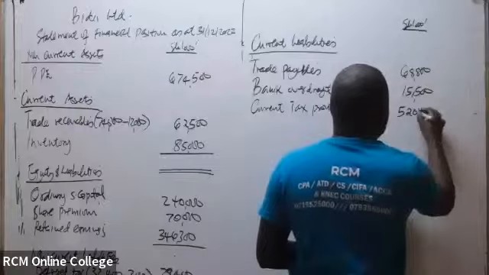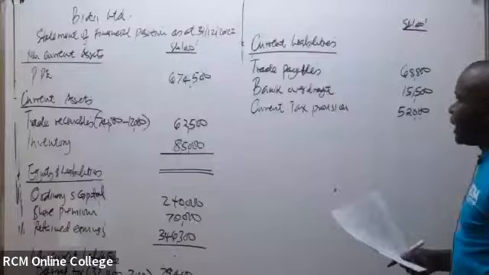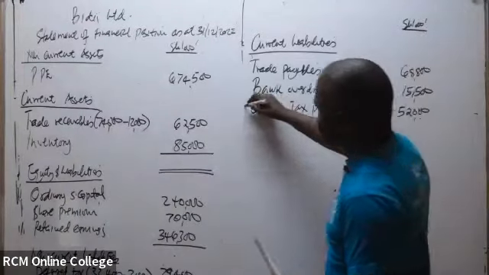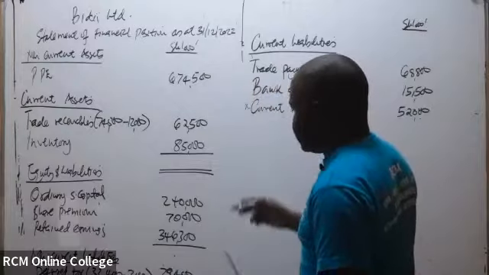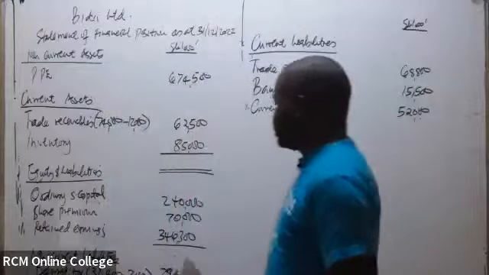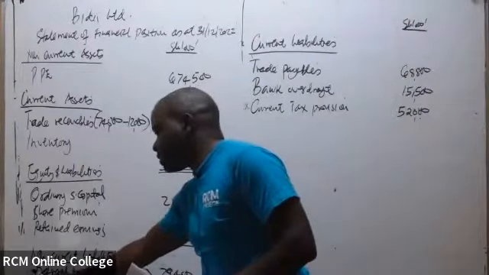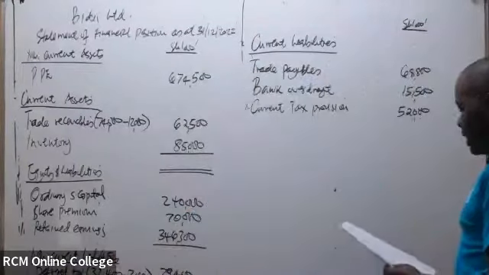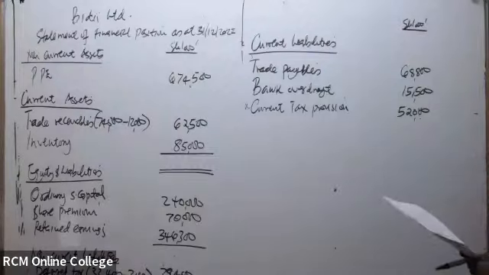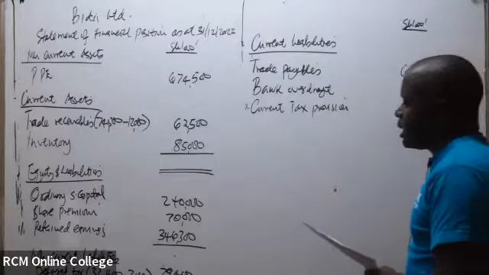So take note. In most of these published accounts and financial statements, under the current liabilities, this item rarely misses, and this one also rarely misses. So it has to be there.